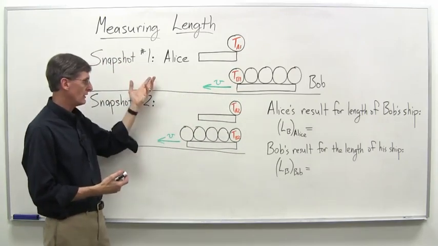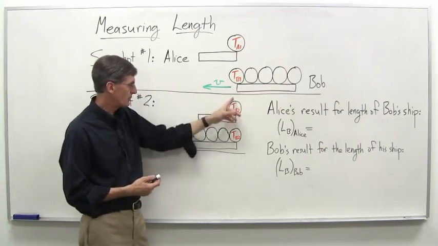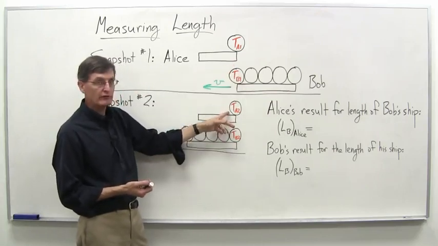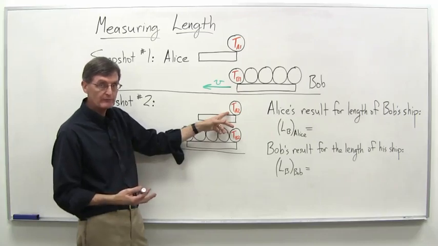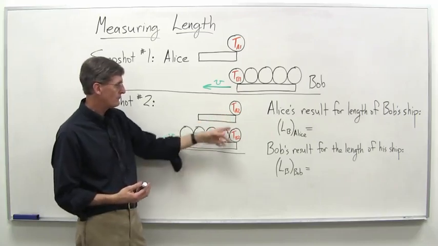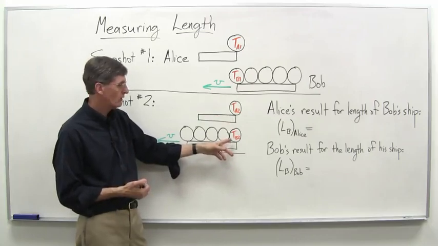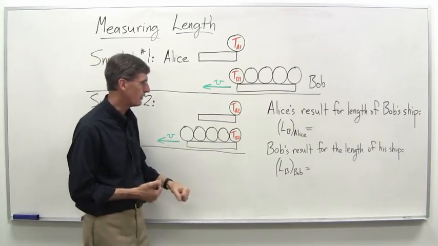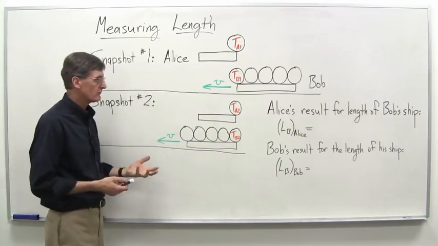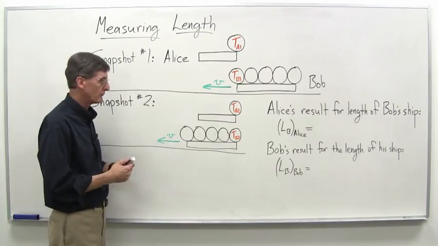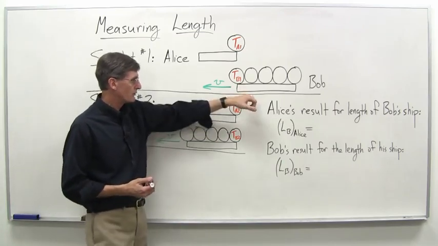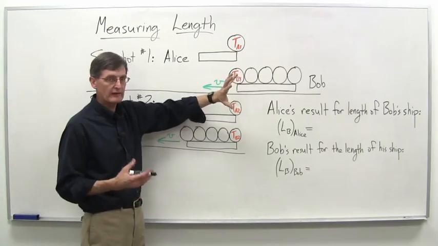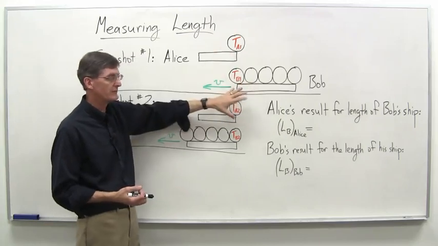Bob's spaceship travels on. And then when the end of Bob's spaceship reaches that point, another photograph will be taken. By that time, Alice's clock will be at T sub A2, her clock at time 2. And Bob's clock will have some TB2 on it as well. So, how then does Alice get the result for the length of Bob's ship? Well, we know Bob is traveling at a constant velocity v. That's what Alice sees him doing.